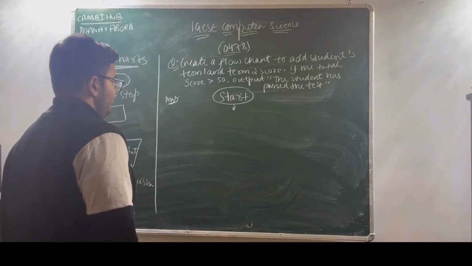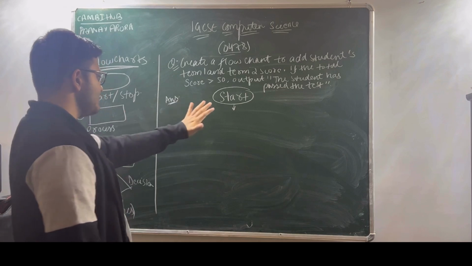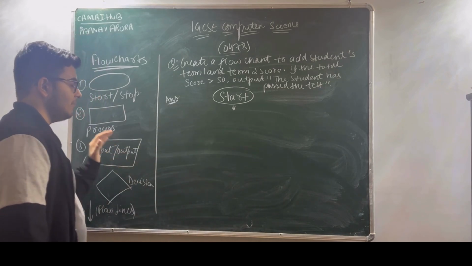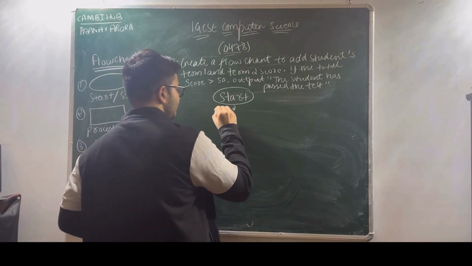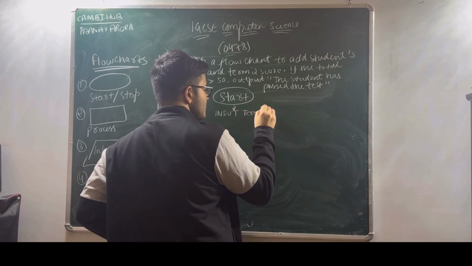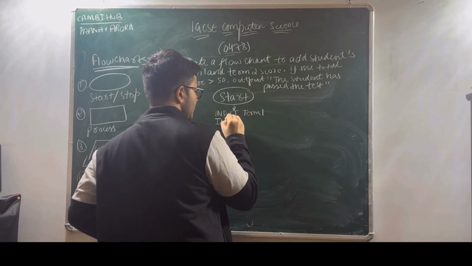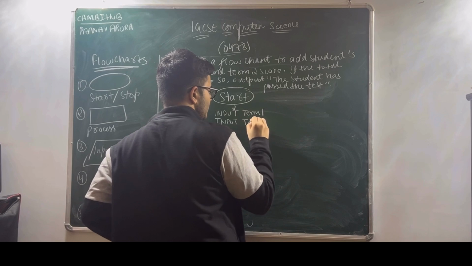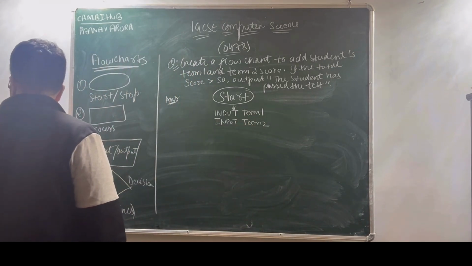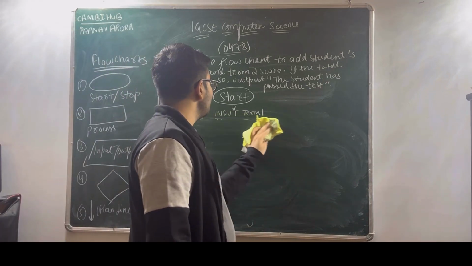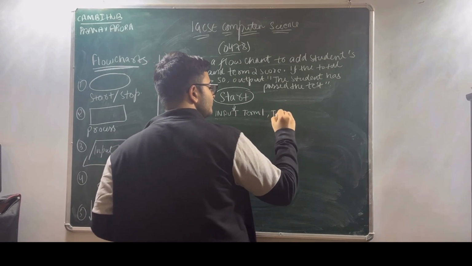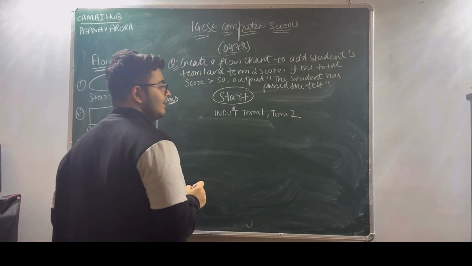Okay, we'll say start. Then we'll input data. For input we'll use a rhombus, a parallelogram. So we'll input term 1 and we will also input term 2. Instead of writing it like this, you can also write it as input term 1, comma, term 2. You can write it this way.